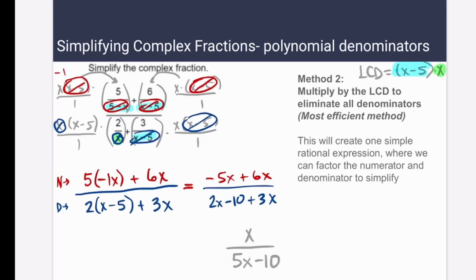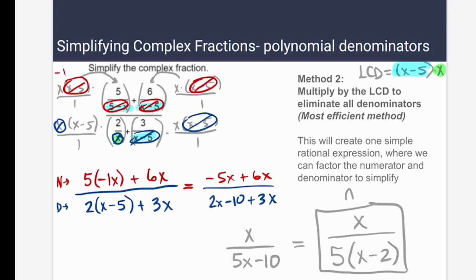So get into the habit: take a step back and figure out if there's something you can do. The denominator can be factored. There's a 5 that's common. So if you factor out the 5, you get x minus 2. And that would be your answer.